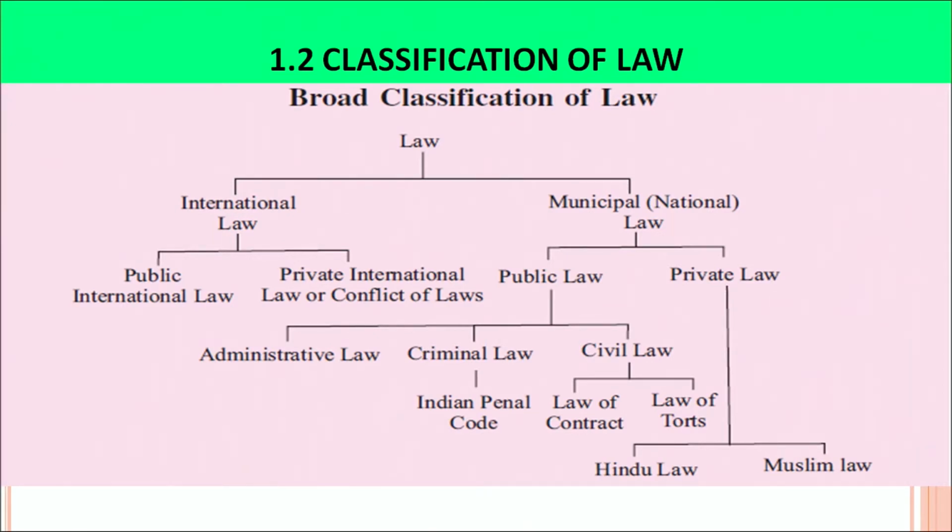The first category is the difference between the international law and the municipal law. The second difference will be between the public law and the private law. Apart from these two major differences, the other difference will be between the substantive and the procedural law, and then there are other kinds of classification which are given in your book. So the first classification is the difference between the international law and the municipal law.